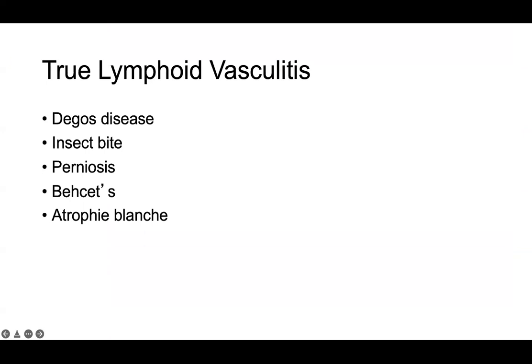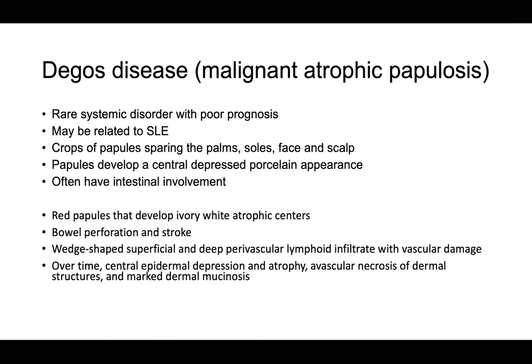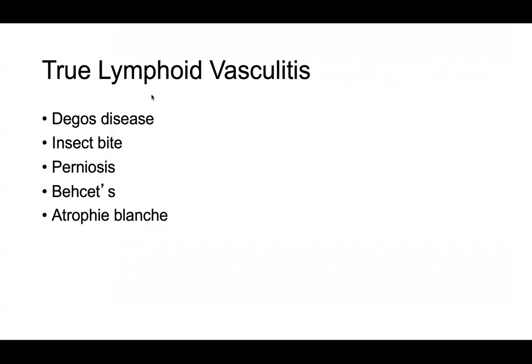So there are some true lymphoid vasculitides where you have lymphocytic inflammation that's leading to vessel damage. And that's in diseases such as Dagos disease, also known as malignant atrophic papulosis. You can see this in insect bites, arthropod assault, perniosis, Behçet's, and atrophie blanche. I will say that in Behçet's, you can also find lymphocytic inflammation as well, or neutrophilic and lymphocytic inflammation mixed, and that's actually quite common.